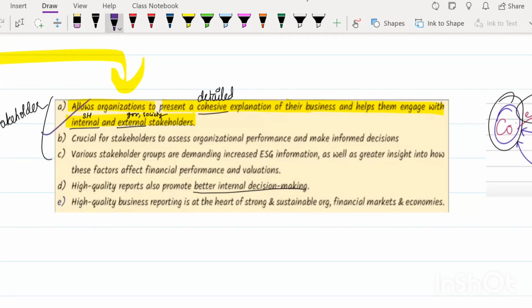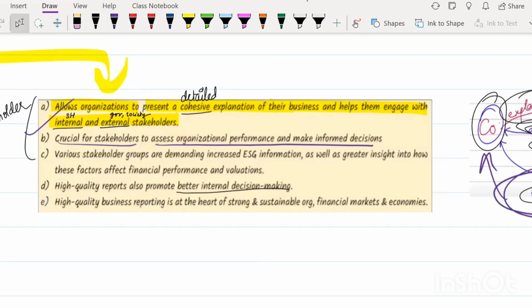Next, it is crucial for stakeholders to assess the organizational performance and make informed decisions. Here I told you that it will help the stakeholders to take better decisions and have better knowledge if the reporting has been done to them. Next, various stakeholder groups are demanding increased ESG information, as well as greater insight into how these factors affect financial performance and valuation.